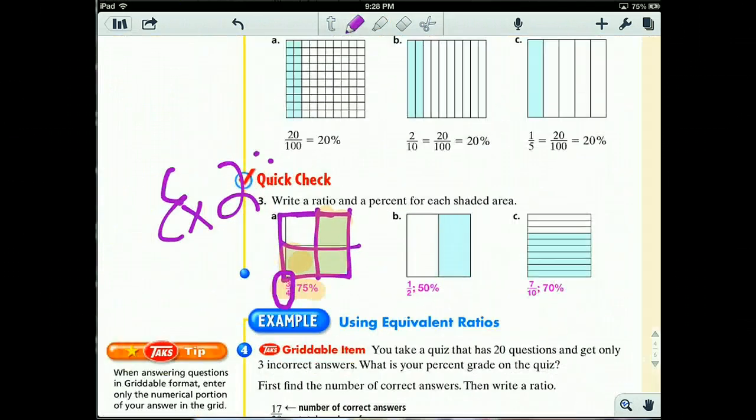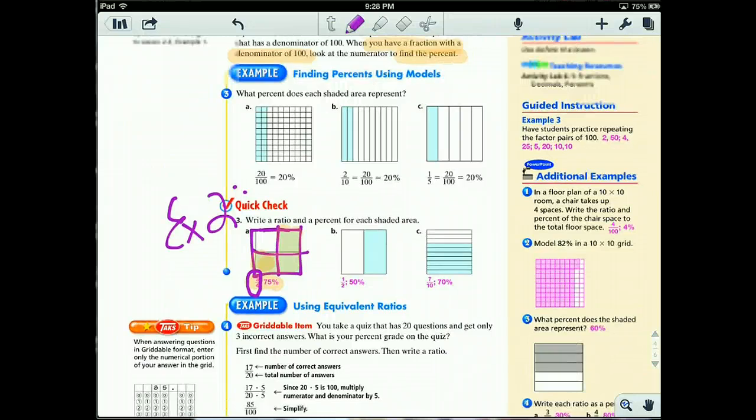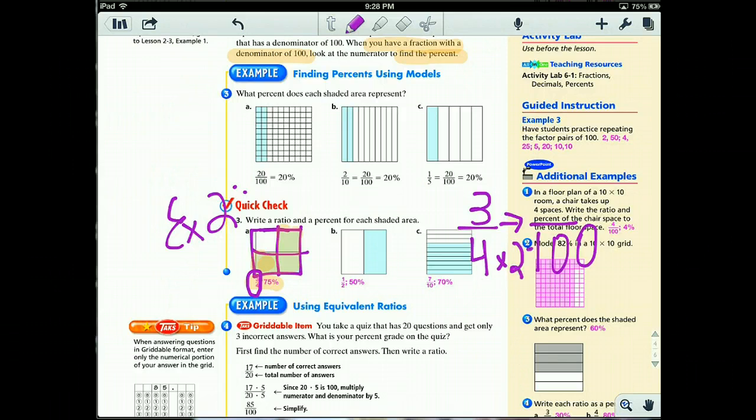In this case, guys, we have 3/4. And so I want to get it to become out of 100. And the only way to do that is if we multiply by 25. Since we multiplied the bottom, we can also multiply the top by 25. And that is how we get 75 out of 100.